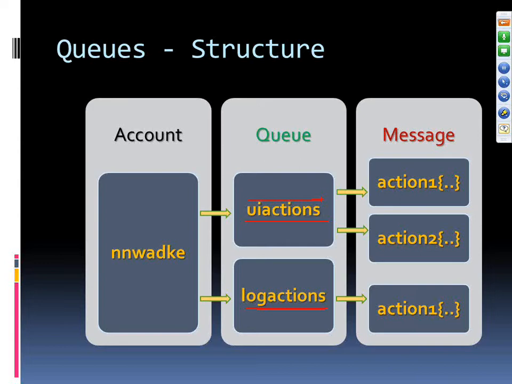So those messages which you want to pass from a UI into your worker processes are to be put into the UI actions queue in my particular demo. Whereas if you do some logging activity, those messages can come under this other queue. So a queue will hold messages. You have an account which will have multiple queues, and every queue further will have various messages.